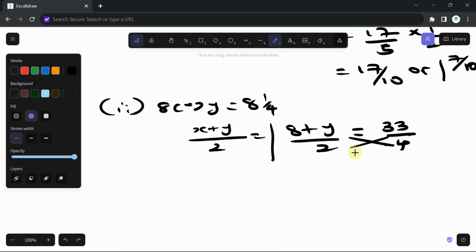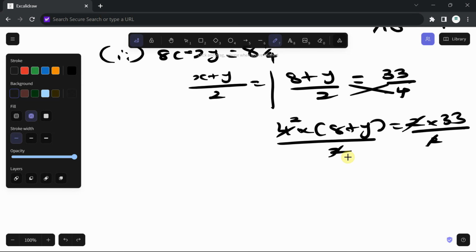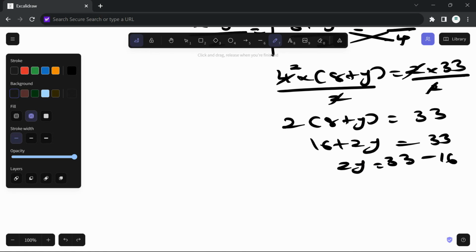So if I cross multiply, this is 4 times 8 plus y is equal to 2 times 33. I can divide both sides by 2 first. So 2 will cancel 2, and 2 will cancel 4, giving me 2. What will I have? I'll have 2 open brackets 8 plus y is equal to 33. So 2 times 8 is 16, 2 times y is 2y, is equal to 33. So 2y is equal to, collecting like terms, 33 minus 16. So 33 minus 16 is what? That will give you 17, right?